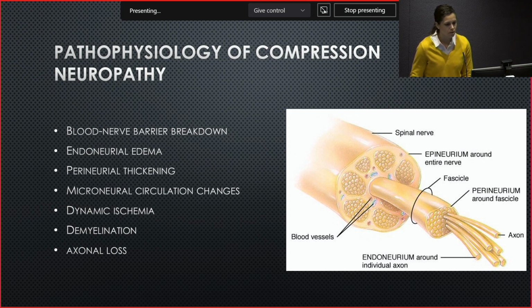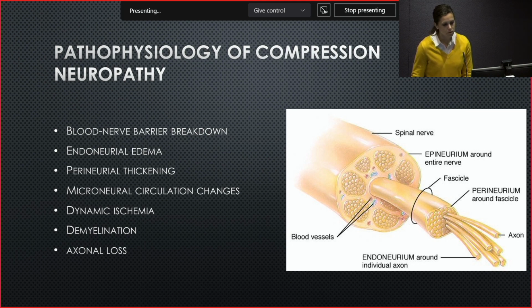So initially, chronic nerve compression results in breakdown of the blood-nerve barrier. Next, you see edema within the endoneurium and perineurial thickening. You have an increase in endoneurial pressure leading to changes in the circulation in the nerve and decreased blood flow. And then the nerve becomes more susceptible to dynamic ischemia, which occurs in the upper extremity with changes in joint positioning and direct pressure over the nerves.